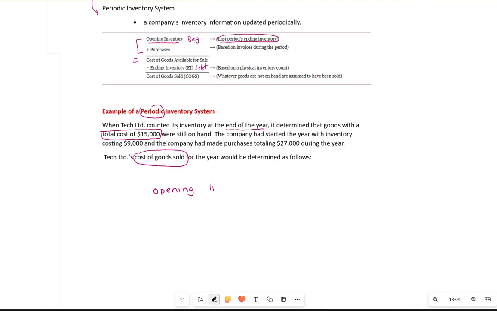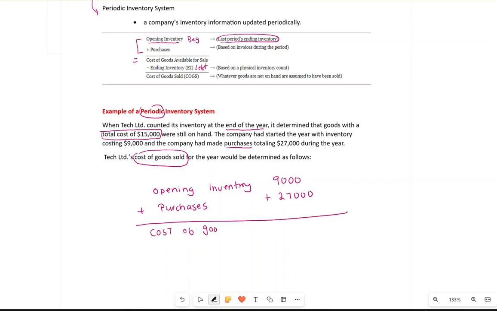So I started my year with $9,000. During the year we purchased. So plus your purchases is what we have available to sell. So add your purchases. In this case my purchases was 27,000. If I add both of them, we call it cost of goods available for sale. And that is, if I add it, $36,000.